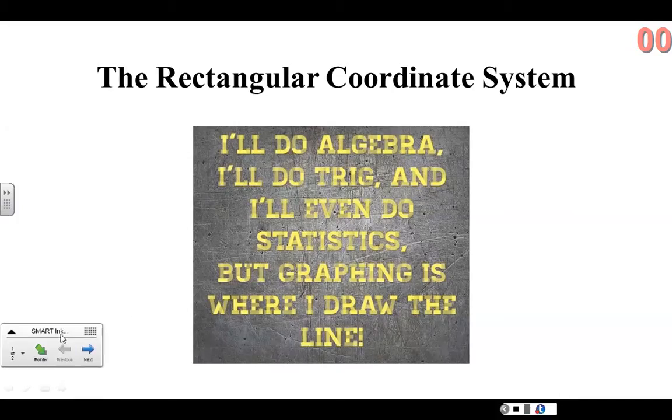Alright, in this video we're going to talk about the rectangular coordinate system because there's a ton of graphing in your pre-calculus study. This is just going to get us oriented to how a coordinate graph system works. You're probably familiar with this from your earlier algebra courses. So this is just a review of the rectangular coordinate system.